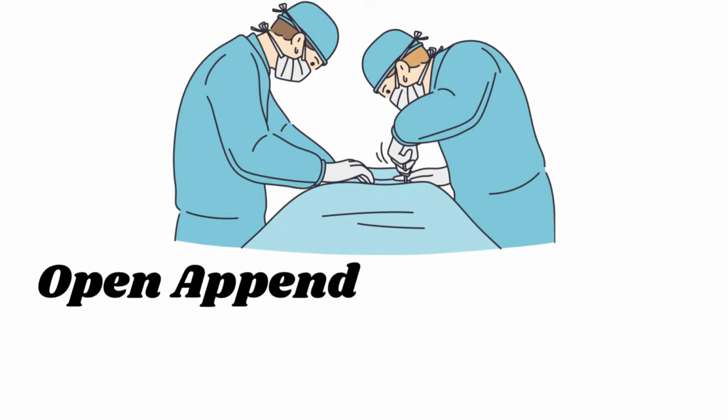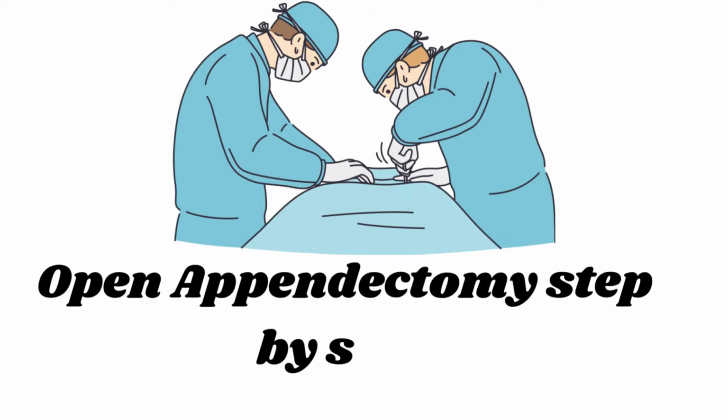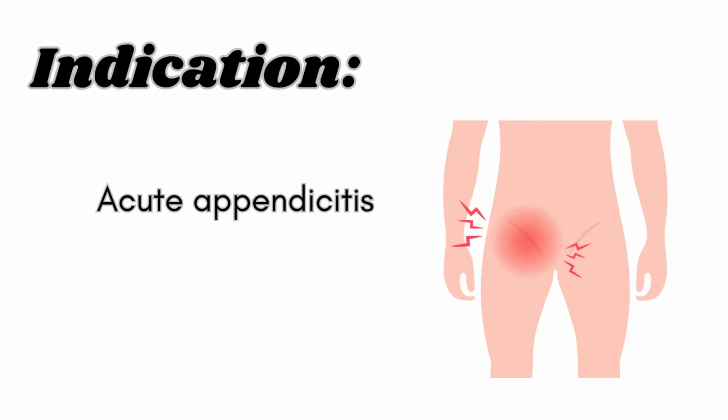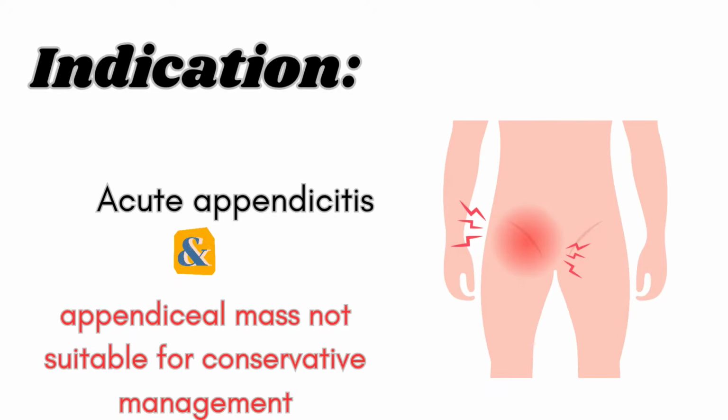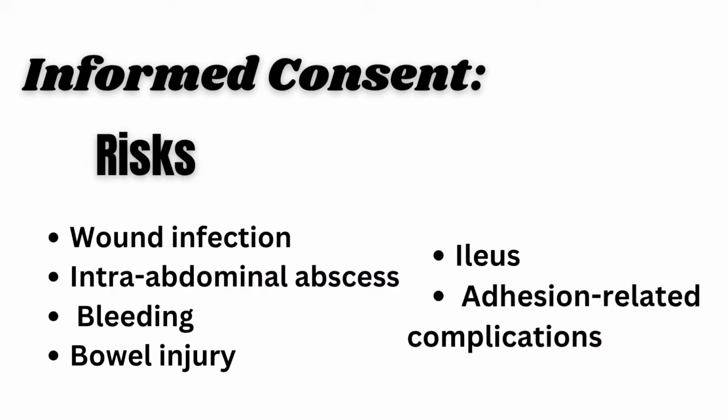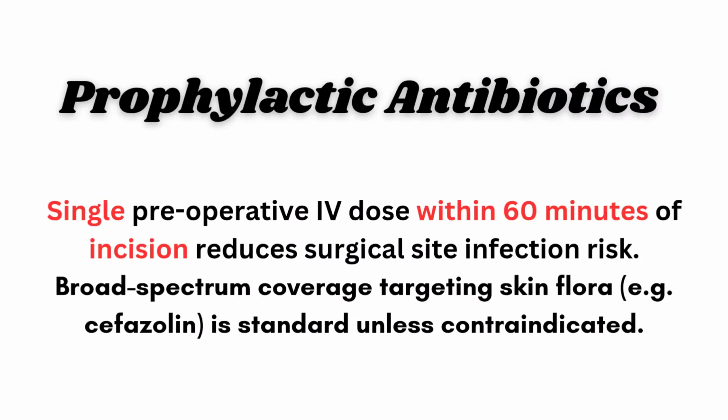Today, we will walk through the open appendectomy step by step. This procedure is indicated for acute appendicitis or appendiceal mass, not suitable for conservative management. Always take informed consent, discussing risks such as wound infection, intra-abdominal abscess, bleeding, bowel injury, ileus, and adhesion-related complications. Administer prophylactic antibiotics according to protocol.